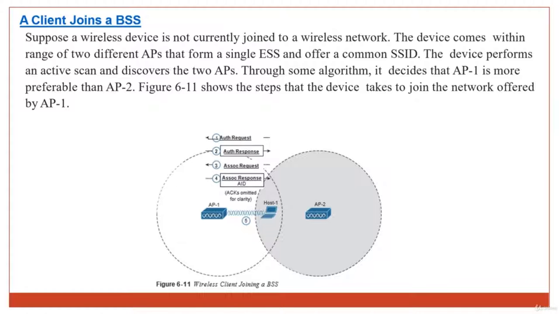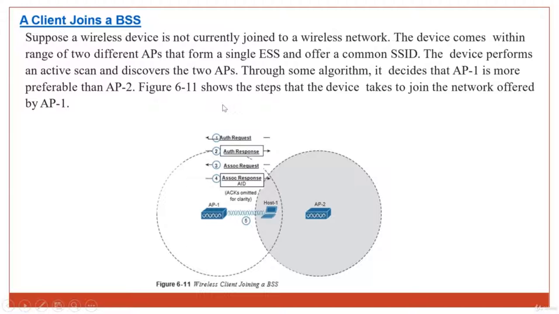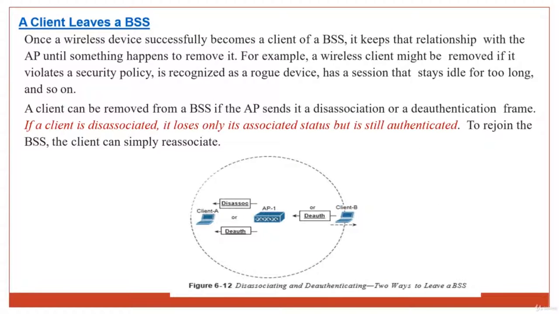Now, how does the host join a particular AP? Here you can see that we have several steps, step number 1 to 5. First, the host does the authentication request, then he gets the response, then he does the association request, and he gets the association response with a unique AID, association identifier. And then finally, he joins. All these steps are listed here. For example, point number 5 is that the response also contains the AID that uniquely identifies host 1 as an associated client; in effect, the AID is host membership. So these are the steps: authentication request and response, association request and response, and then finally they get the unique AID. Now, if a host or client wants to leave, he can do the deassociation.